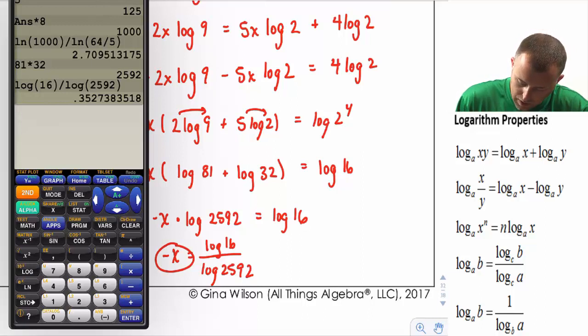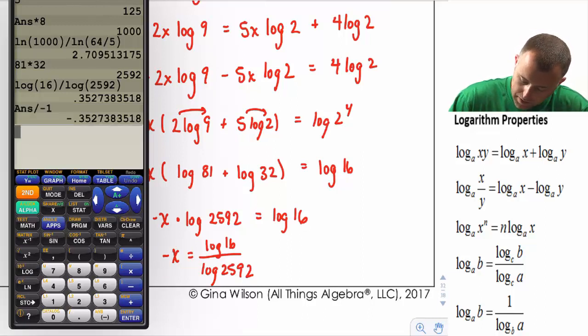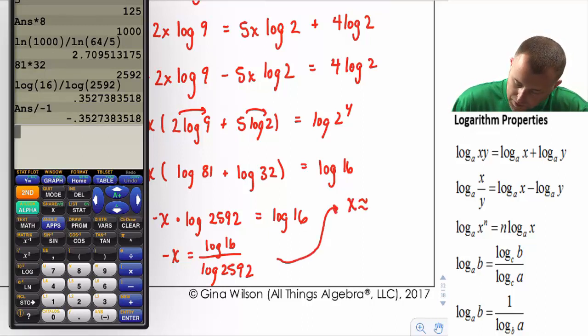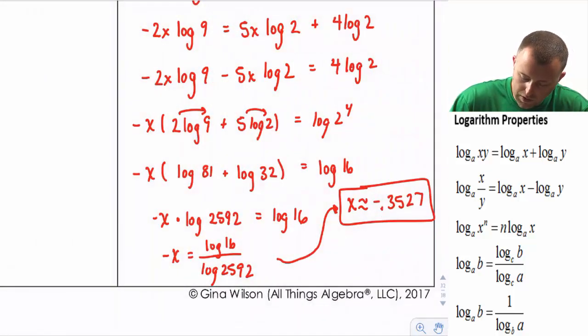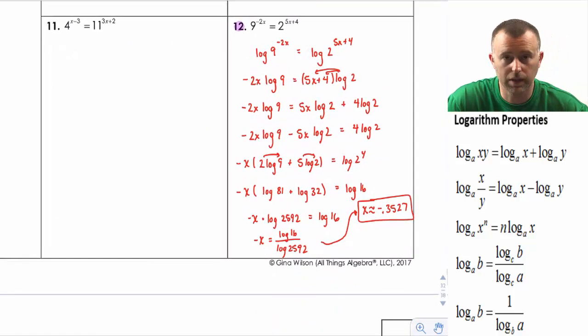So I'm just going to go ahead and basically divide that by negative 1 now. And you finally end up with x is approximately negative 0.3527. So that is solving log equations. Again, that's about as nasty as they'll get. So as long as you get that, we should be good to go.